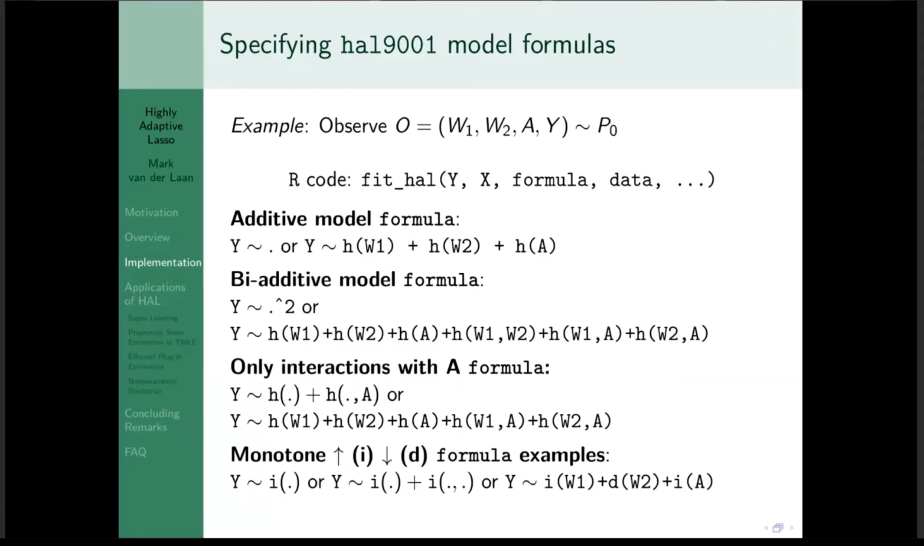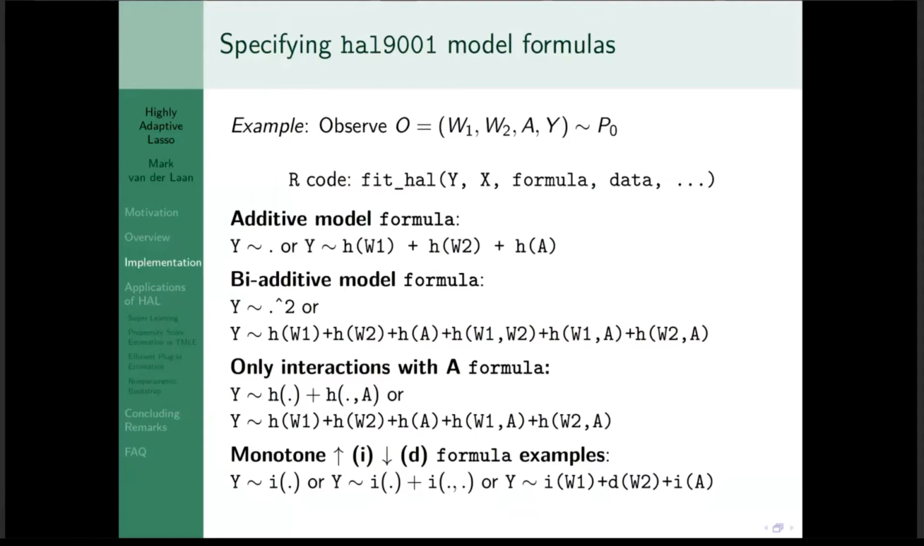You can also say, I want only interactions with A. So you can write that as Y is H dot. So that's an additive model just in one-dimensional functions, and then plus H dot comma A. That means it adds all the two-dimensional functions with A only. Right? And so if you would write it out, it would be written like H(W1A) plus H(W2A). So in this way, you can choose where you want real effort for fitting, maybe the interactions or the effect modification.